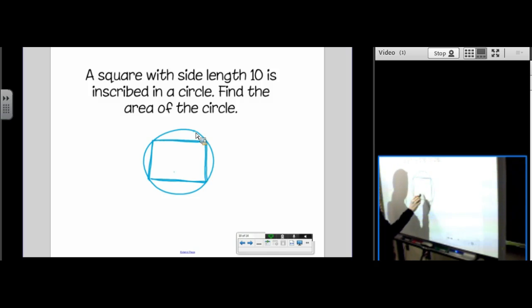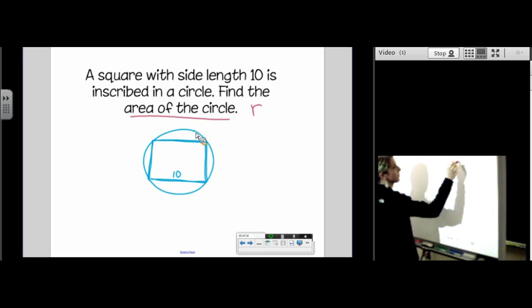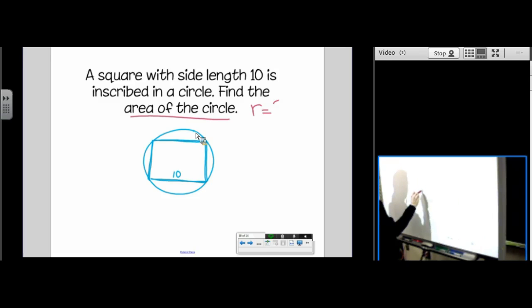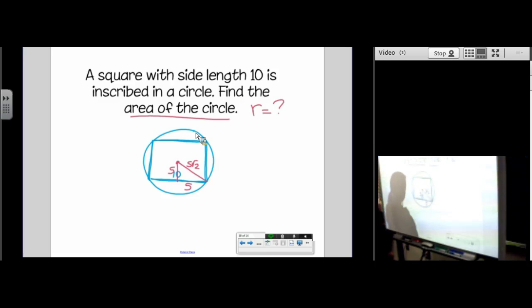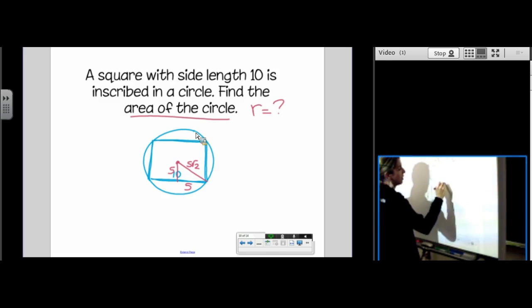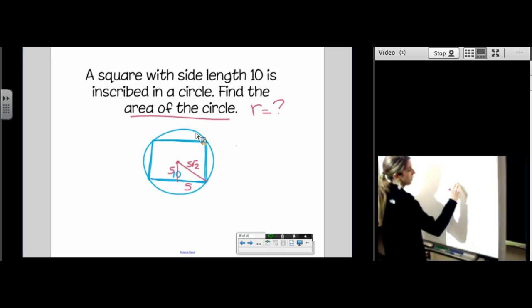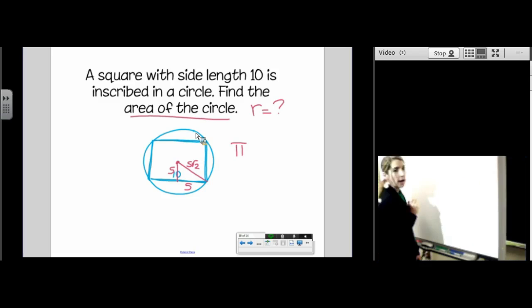The side of the square is 10. To find the area of a circle, we need a radius. So you're going to need to draw yourself a radius. Then you can draw the apothem right here. This is 5, 5, 5 root 2. How do you find the area of a circle? Pi r squared.